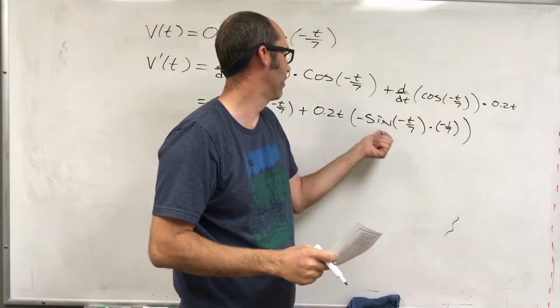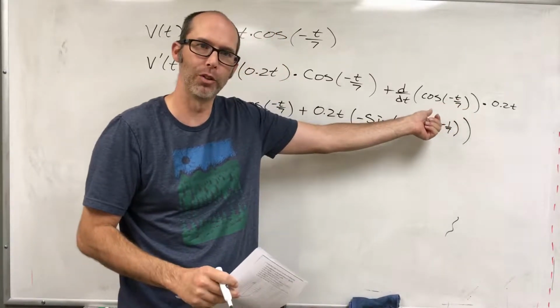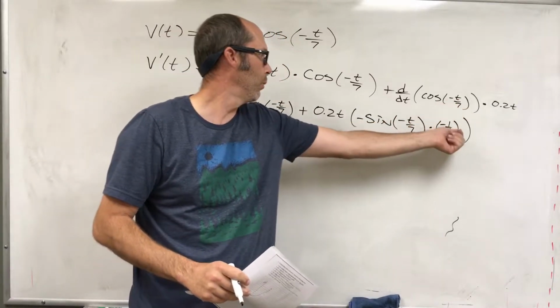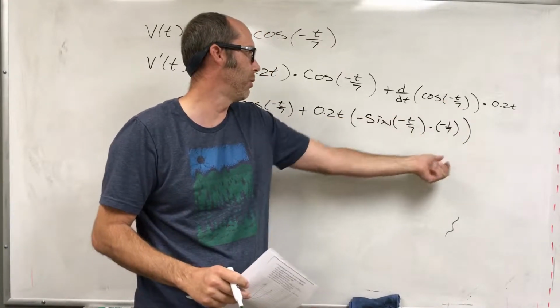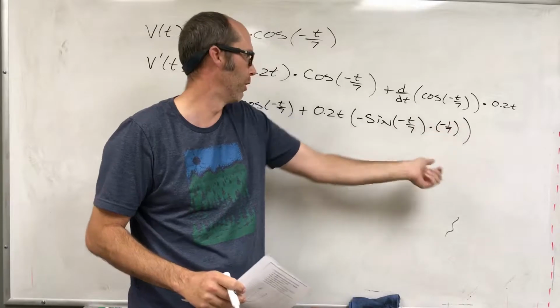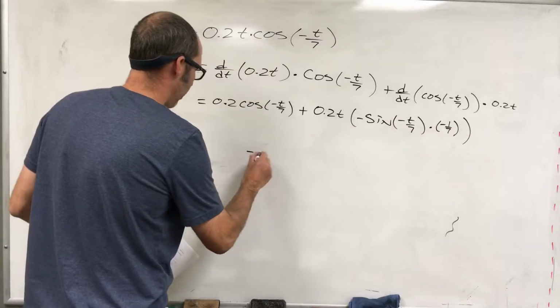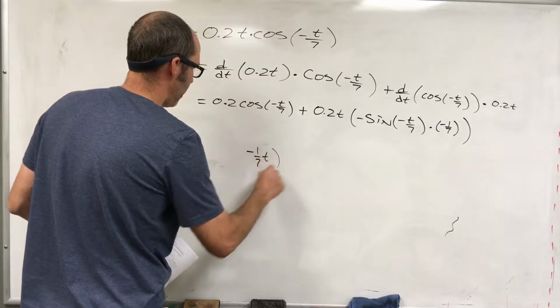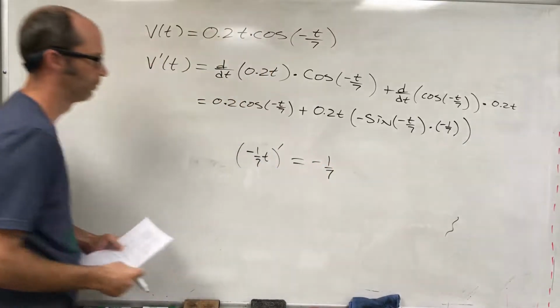Derivative of cosine t is negative sine t, but we don't have a t there. We have a negative t over 7. So think of it like we treated that as a t. Whatever we treat as a t, we got to take the derivative of afterwards. So the derivative of negative t over 7, or negative 1/7 t, is negative 1/7.